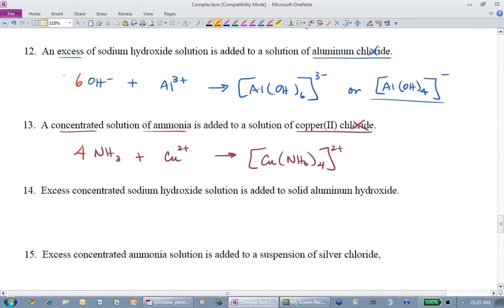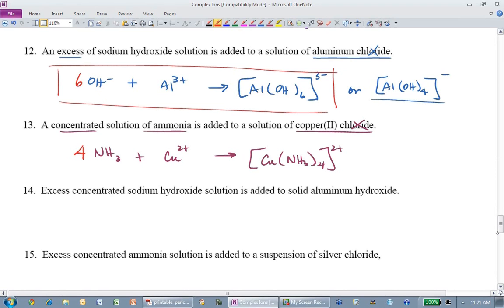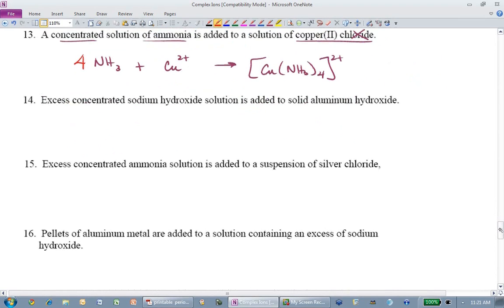Total charge on the left. I'm back up on number 12, sorry. Minus 6 plus 3 is minus 3. Total charge on the right, minus 3. I'm golden for this equation that I wrote. Right there. All right. Did I get this one balanced? Total charge on the left is plus 2. Total charge on the right is plus 2.